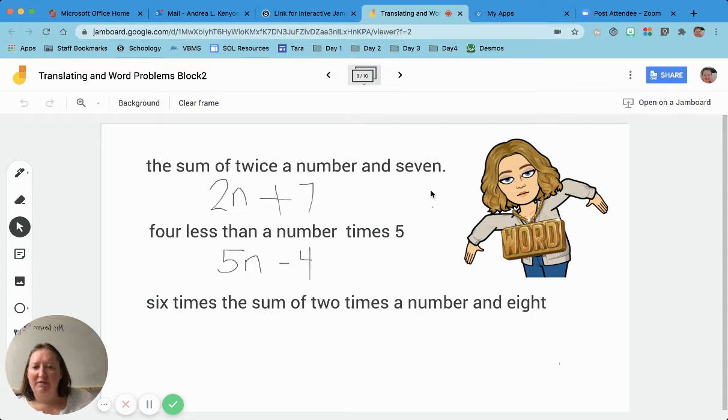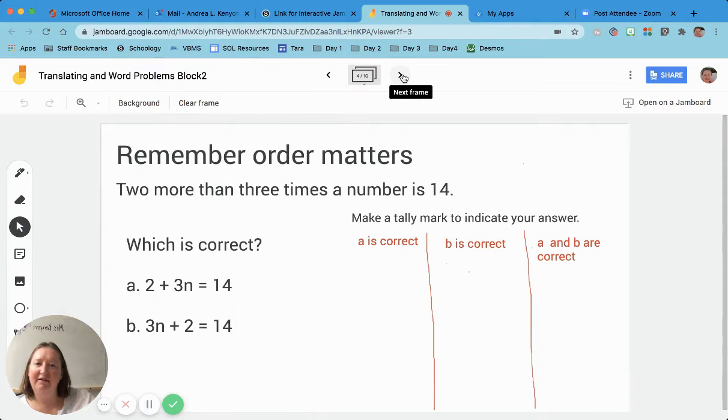6 times the sum of 2 times a number and 8. Well, when I see sum, I know I'm adding something. So the sum of 2 times a number and 8. But I've got to do 6 times all of that. So I add parentheses and I multiply times 6. And that's it. And we'll go to our next slide.